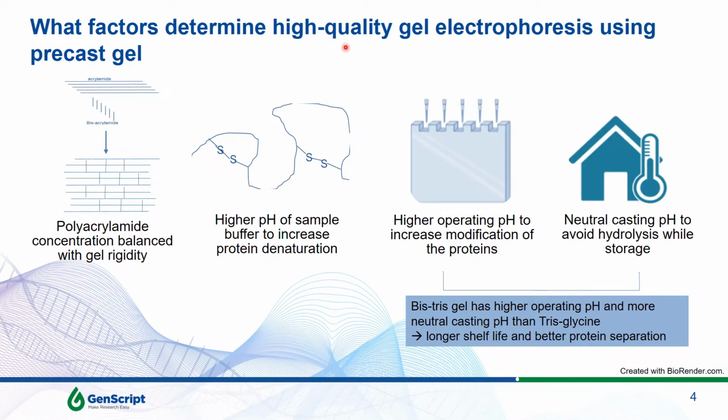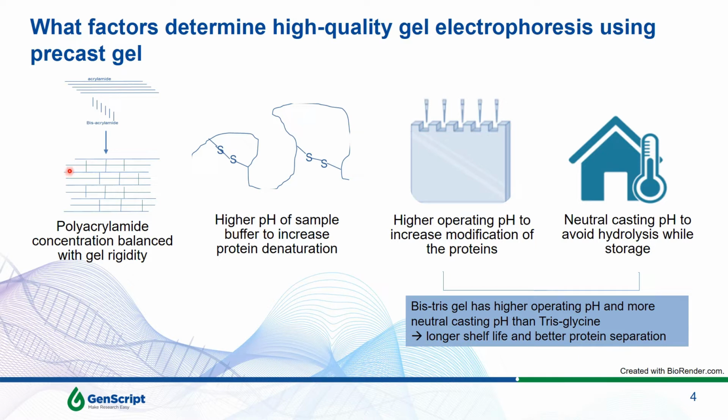So what are the factors to determine high-quality gel electrophoresis using the precast gels? The precast gels are mainly polyacrylamide gels. They are polymerized by a mixture of acrylamide, which are the long polymers, and bisacrylamide, which are the short cross-linkers. When these two types of polymers react, they form into this porous gel.